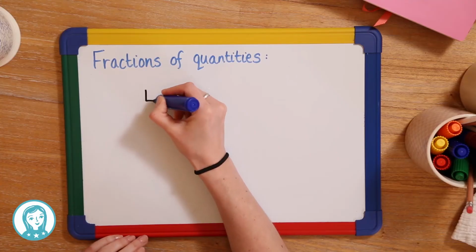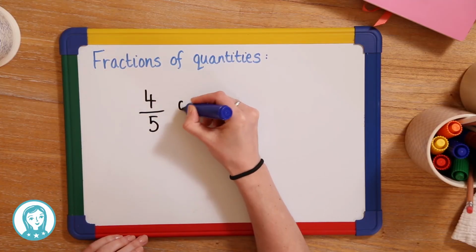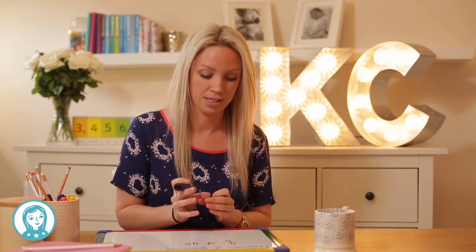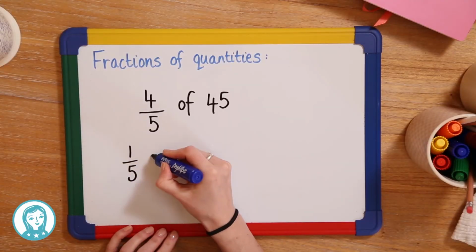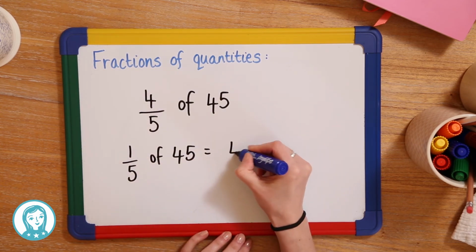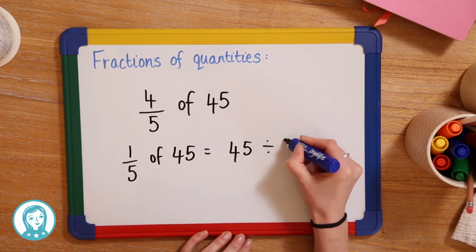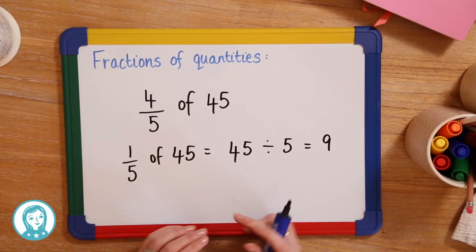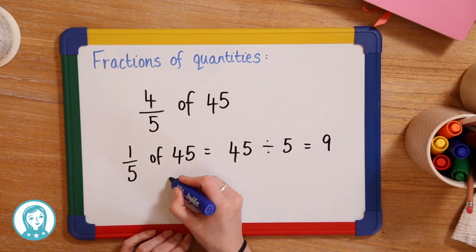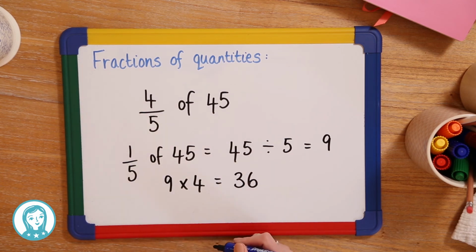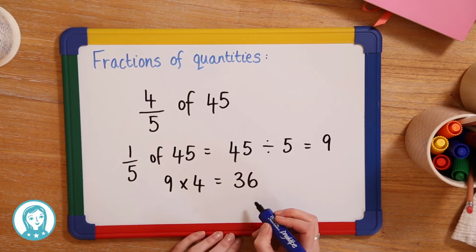Let's find 4/5 of 45. So again, we need to find a fifth first. So to find a fifth of 45, all we're going to do is divide 45 by 5. So 45 divided by 5 is 9. But we want to find 4/5. So we need to times our 9 by 4. 9 times 4 is 36. So 4/5 of 45 is 36.